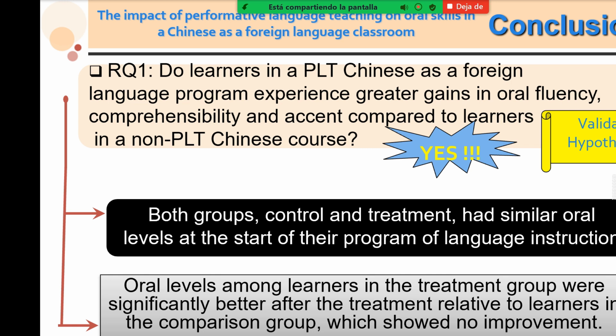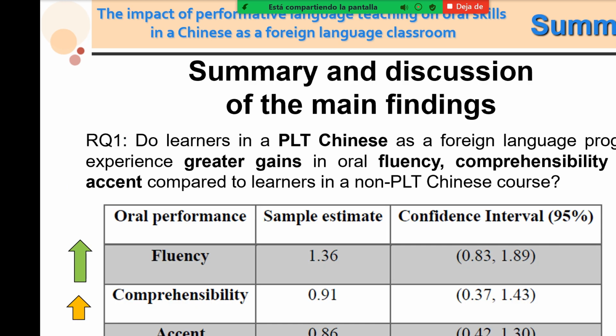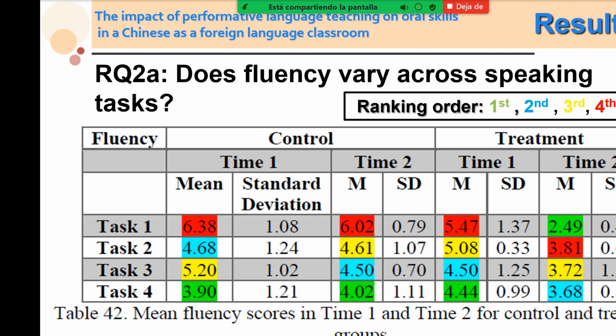Yes, okay, thank you. And then also, if we compare the summary of the findings, all 3, fluency, comprehensibility, and accent improved, but we can see that fluency improved more than the other ones. And then for research question number 2, we ask: does fluency vary across the speaking tasks? Well, you can see, yes, there is a variation. That's also what we thought.